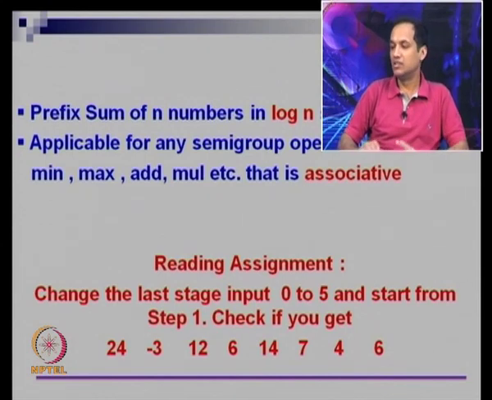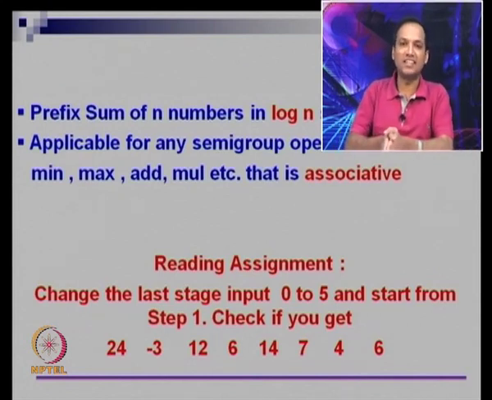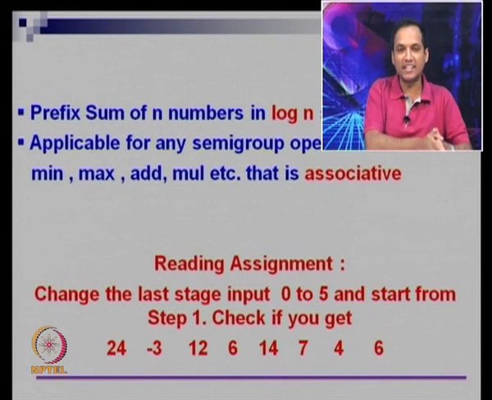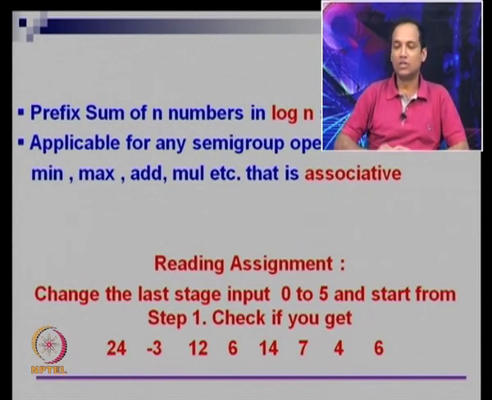Prefix mul is the multiplication of all the elements from A of 1 all the way up to A of I for every I. Such an operator is called a semi-group operator. Let us not worry about why it is called that. As long as you have such an operator, you can do prefix calculation in logarithm n steps. You cannot do things like subtraction, because subtraction (A minus B) minus C is not the same as A minus (B minus C). So this is not for such kinds of operators.